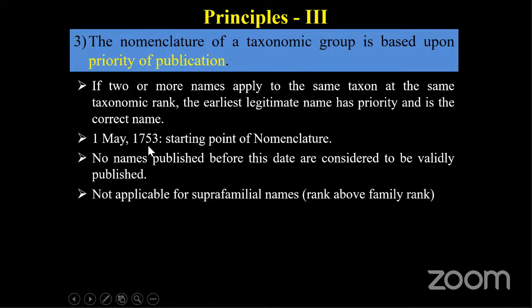From 1st May 1753, which is considered the starting point of nomenclature, the names published after that date should always follow the principle of priority. No names published before this date are considered to be validly published. So names published before 1753 are not accepted as validly published names. This is not applicable to suprafamilial names, for example ranks above the family. This principle is not applicable there.